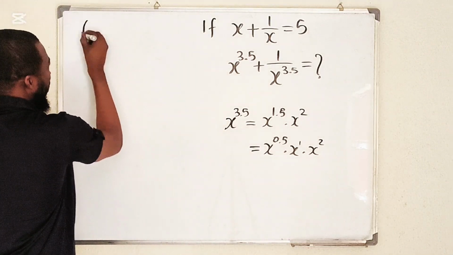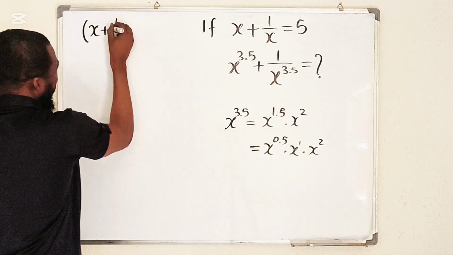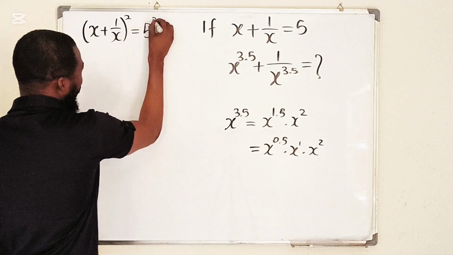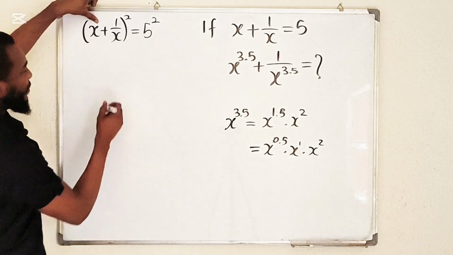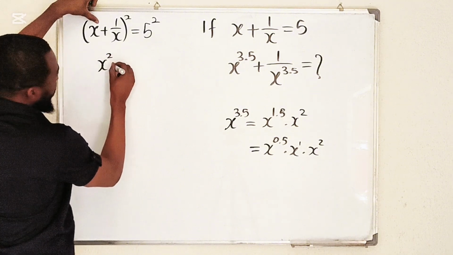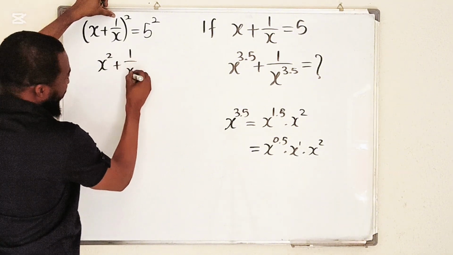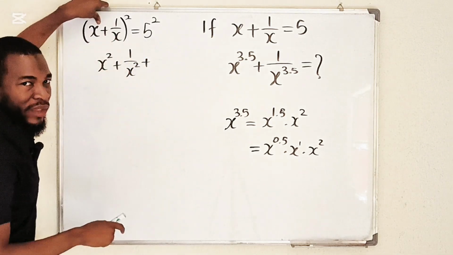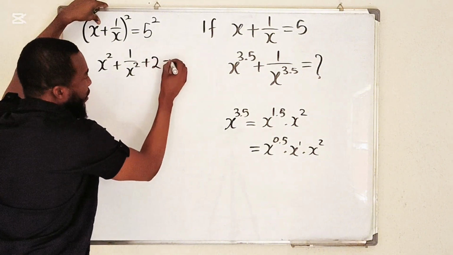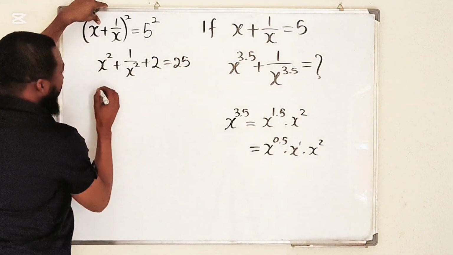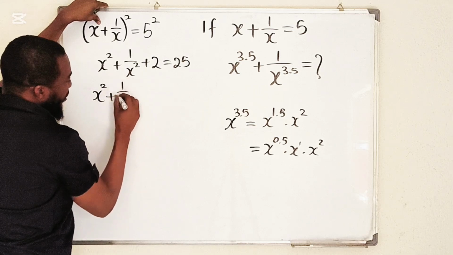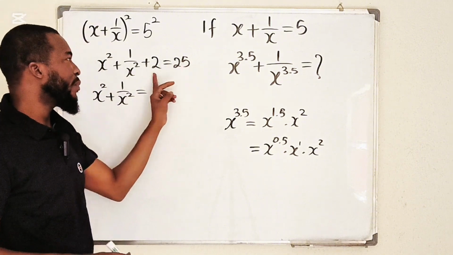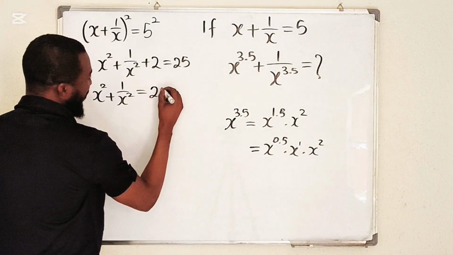So let me come here and square x plus 1 divided by x. If you square this, you have to square the other side, so it will be 5 squared. The expansion of this will be the first term squared, which is x squared, plus the second term squared, which is 1 divided by x squared, plus this time x times 1 divided by x, which is equal to 1, times 2 is 2. And this is equal to 25. Therefore, x squared plus 1 divided by x squared is equal to what? As 2 crosses over, it becomes negative. 25 minus 2 is 23. So we have 23 here.